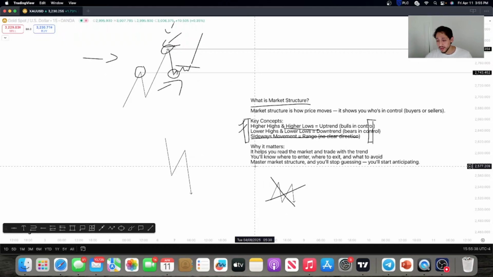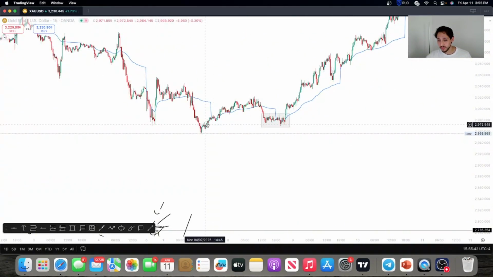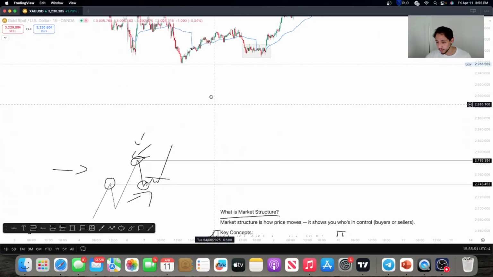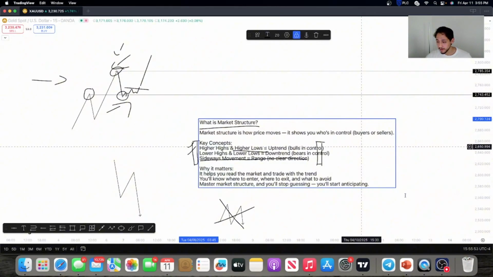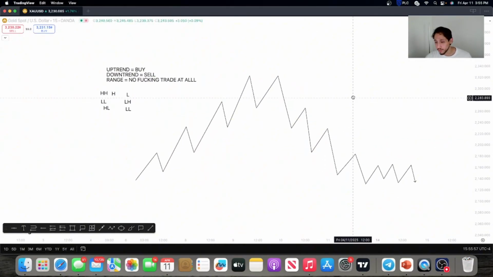Once you master market structure, you'll stop guessing where the trend is heading. You'll stop guessing, okay, this is a downtrend, for example, because you saw price heading toward the downside and you think price is going to continue selling. No, you'll stop guessing and you can actually understand it and read it correctly. So with that being said, let's go into this drawing that I have over here and let's get started with this lesson.